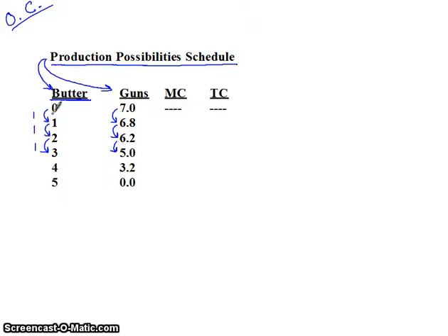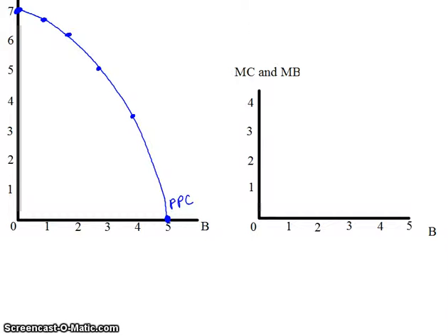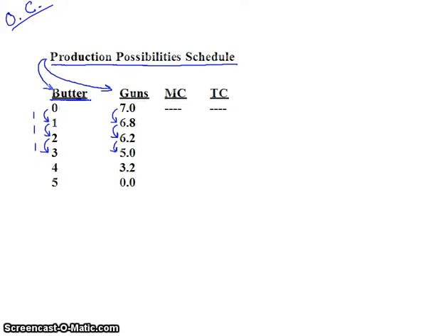So let's say Caruso is at 0 butter and 7 guns. So that's right here on the graph. 0 butter and 7 guns. That's right here. Let me just change my color up. That's right here. 0 butter and 7 guns. And now we want to say, what happens if Caruso wants some butter? So he's going to add some butter to his production.